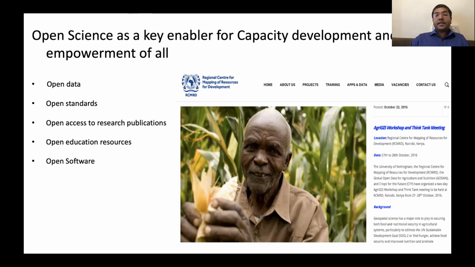So open science is a key enabler. It's not only open source software, but also access to open education resources, which Nikos has presented: how he and his colleagues, the co-editors of the GeoForAll newsletters, have been sharing various open education resources and open tools through the newsletter. So open standards, open access to research publications, and open data, all of them coming together, help provide capacity development opportunities and empowerment for everyone, especially the economically poor colleagues around the world. This is a very important aspect of the work we are doing.